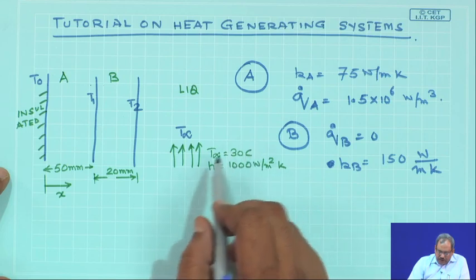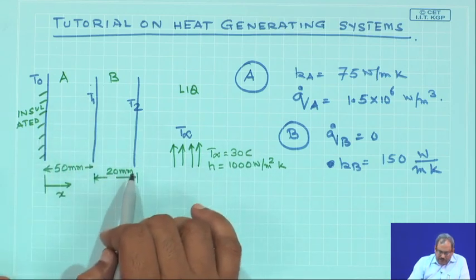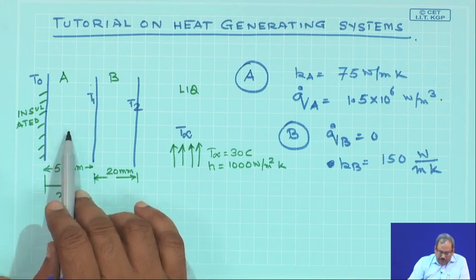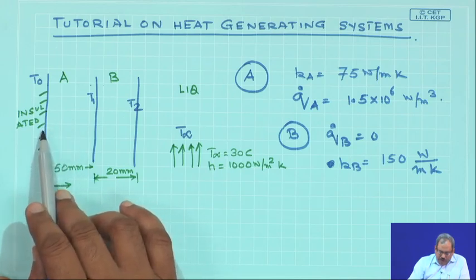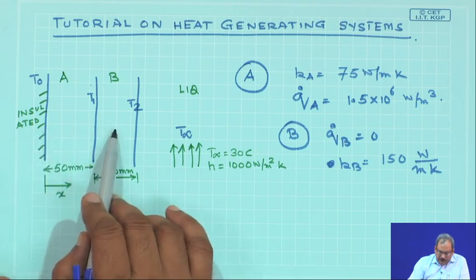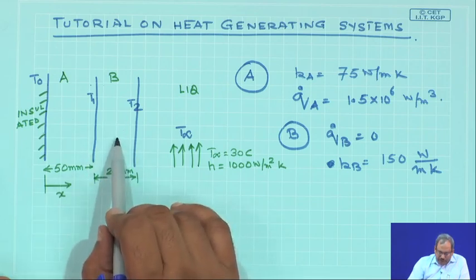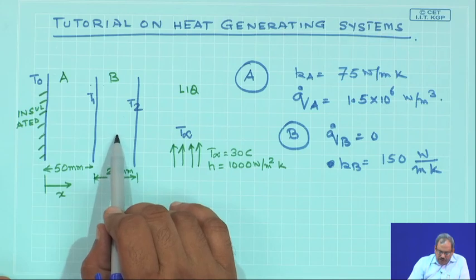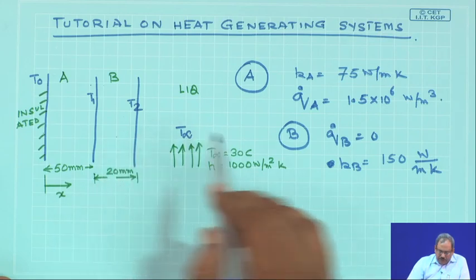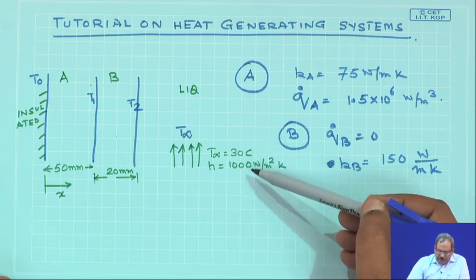So, I hope the picture is clear to you. A wall which generates heat is sandwiched between an insulated surface and another wall of different thermal conductivity, but without any heat generation. Wall B on the other side is exposed to a convection environment where the temperature and the h are provided.